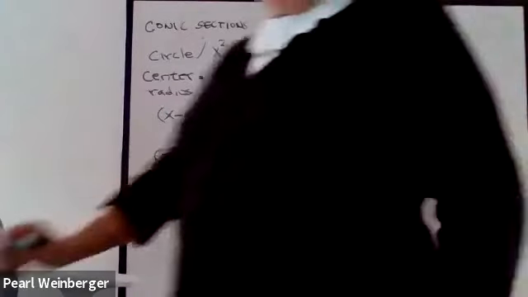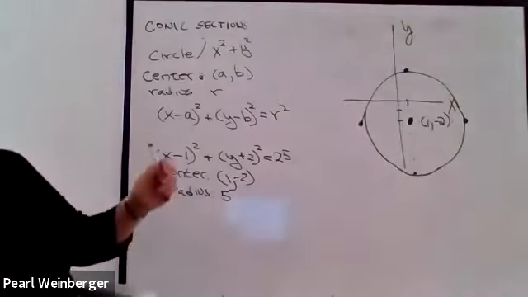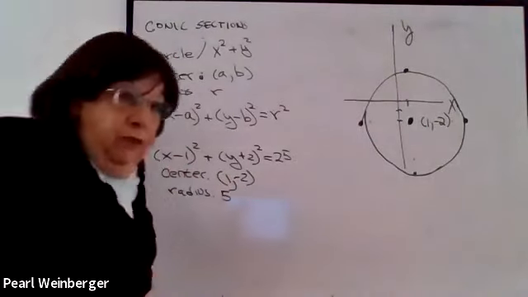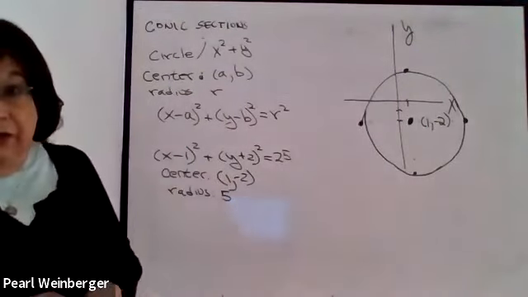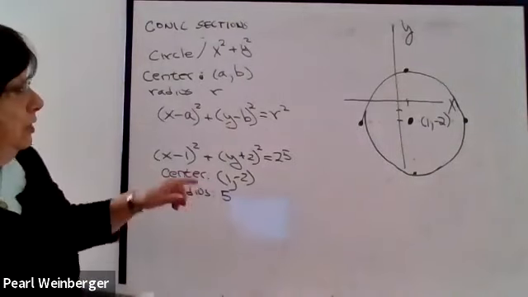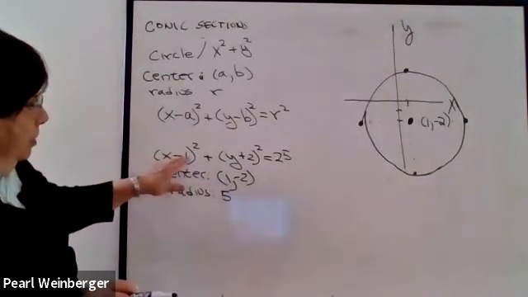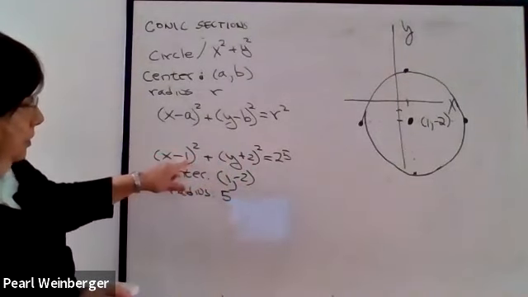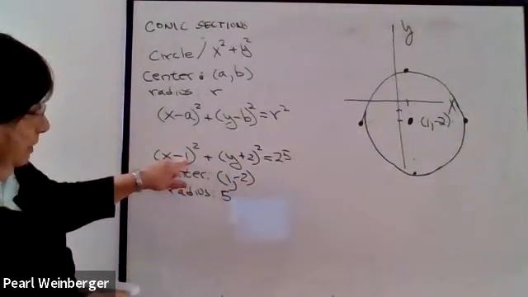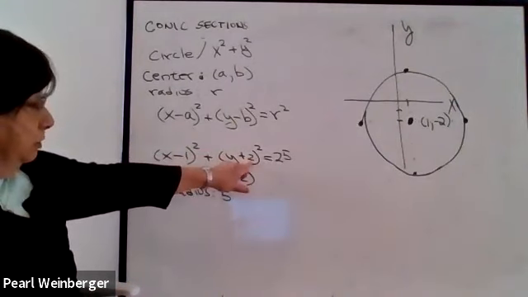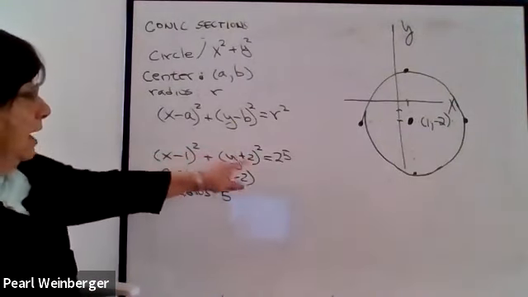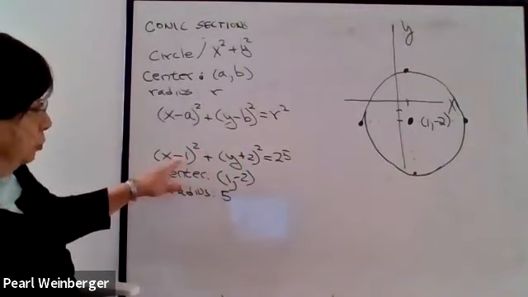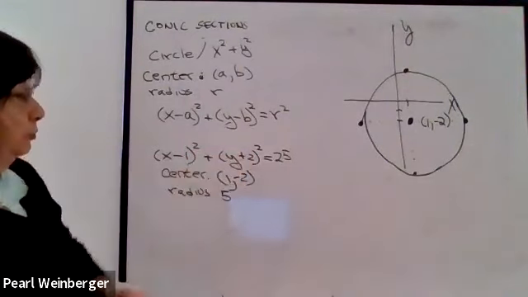So again, the only difference between this and the one before is the location of the center. The center is given by the numbers that are in the parentheses. The x number of the center is with the x, the y number of the center is with the y, but notice they're opposite signs. It's a +1 and a -2.